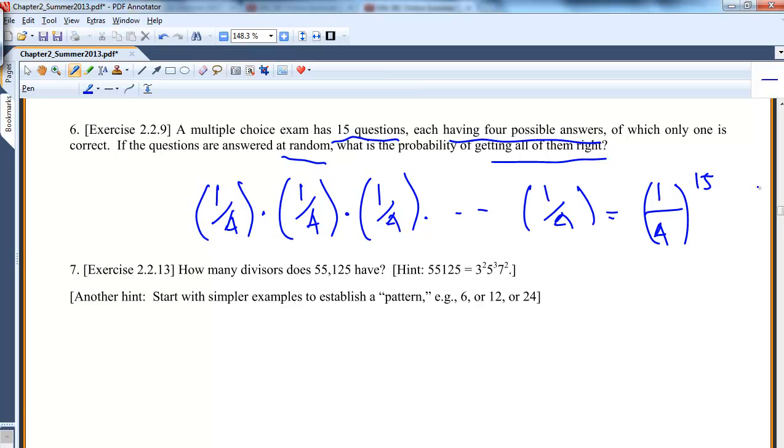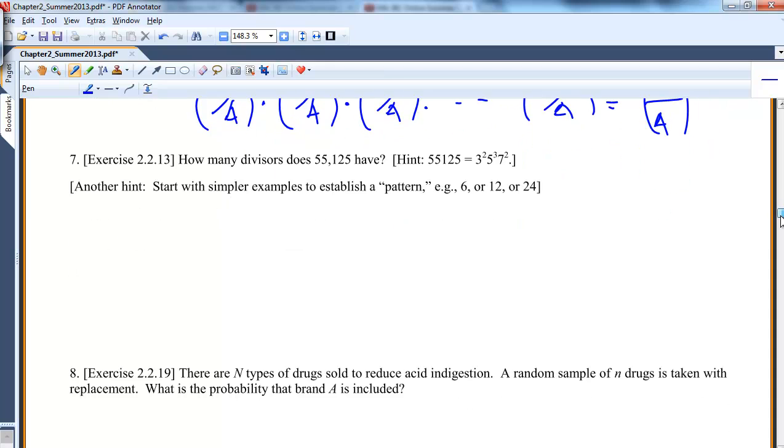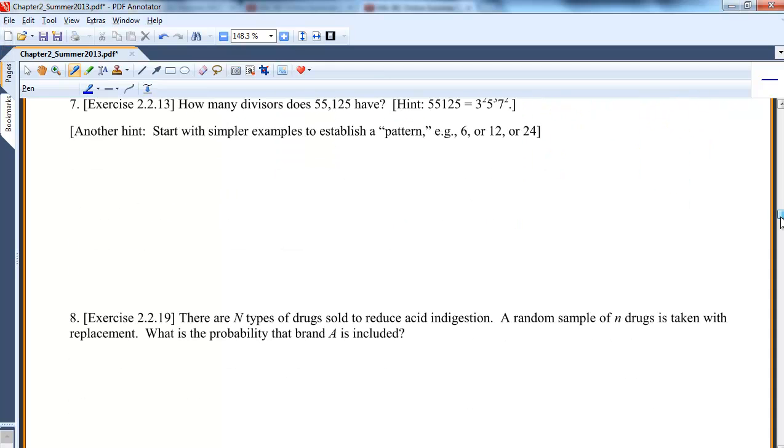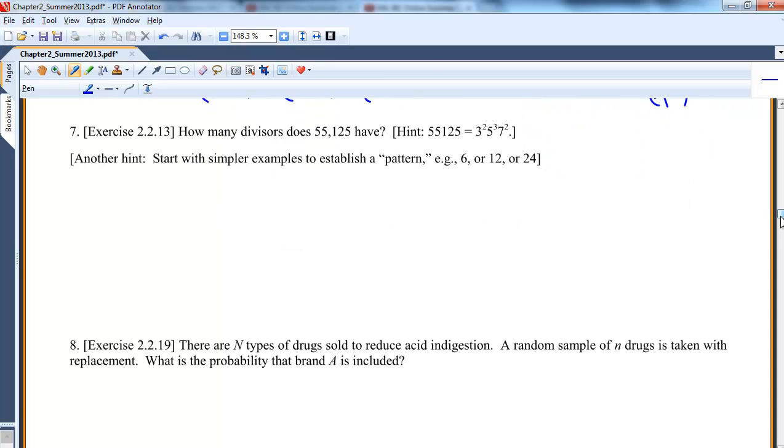Seven is tough if you've never really thought about doing this as a tree. I had to do it that way a while before I really felt good about it. But to figure out how many divisors a number has, first you want to break it down into its prime factorization, as far as you can.